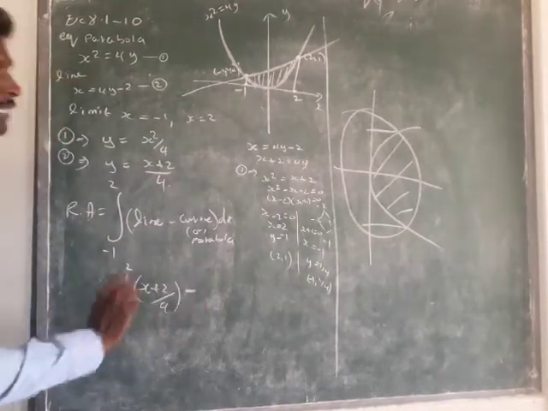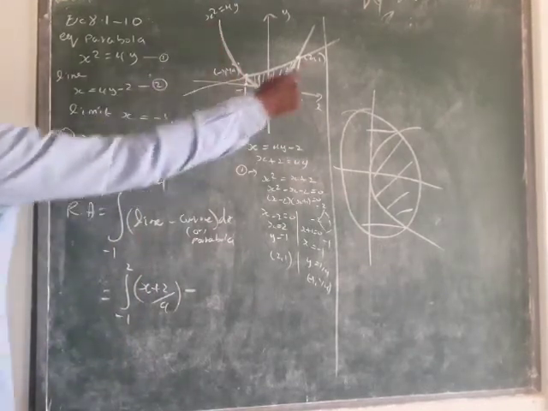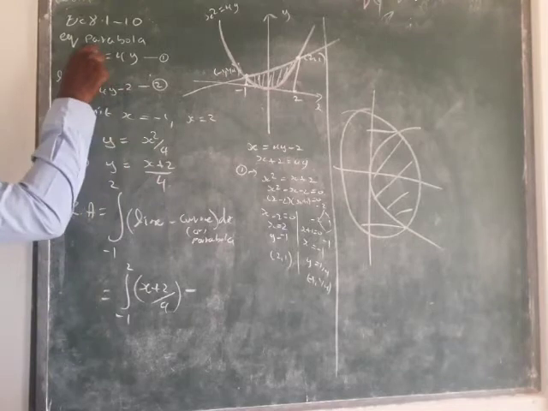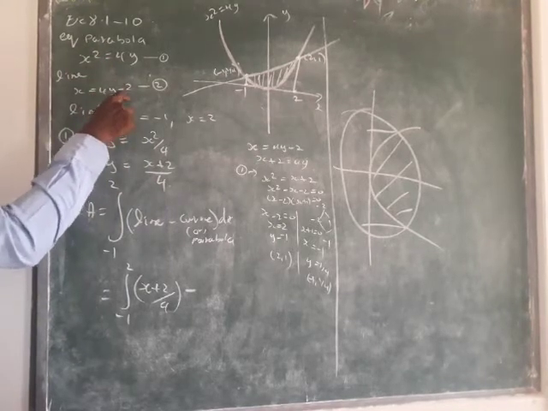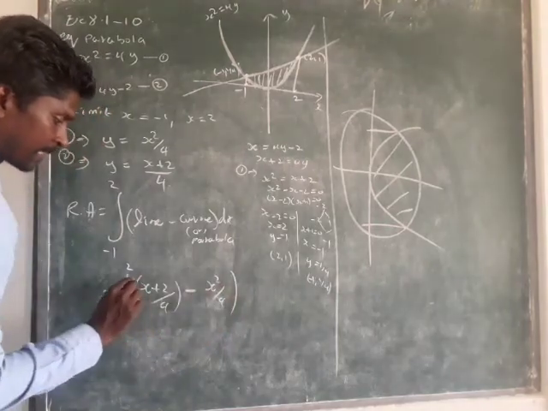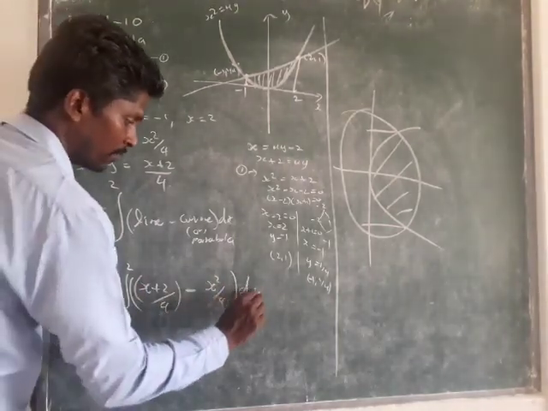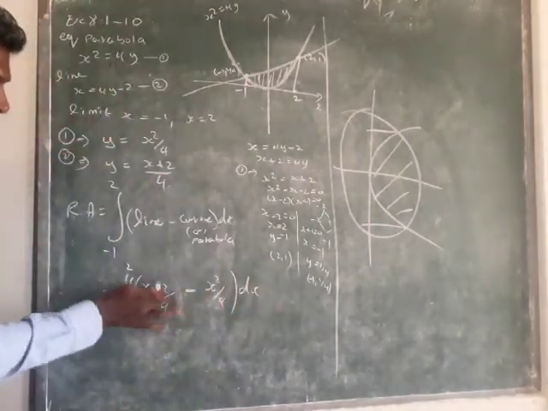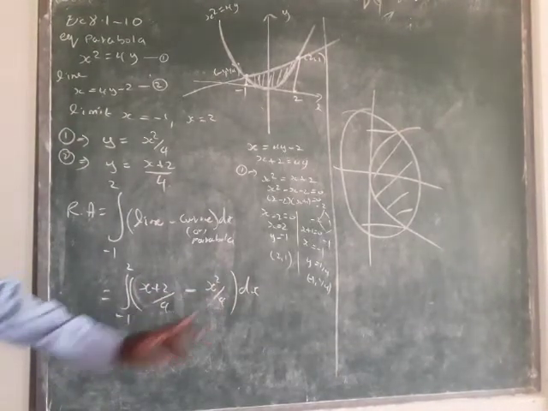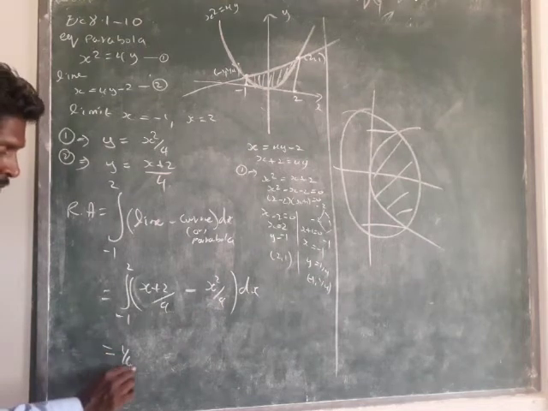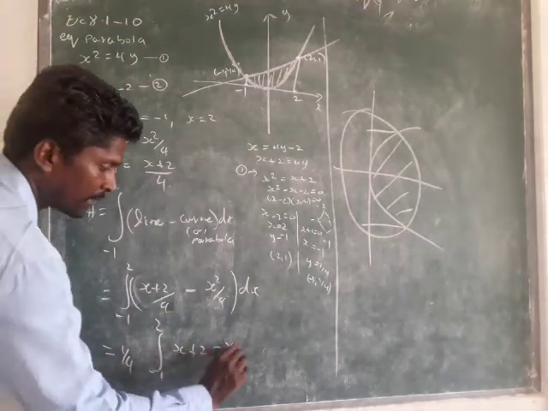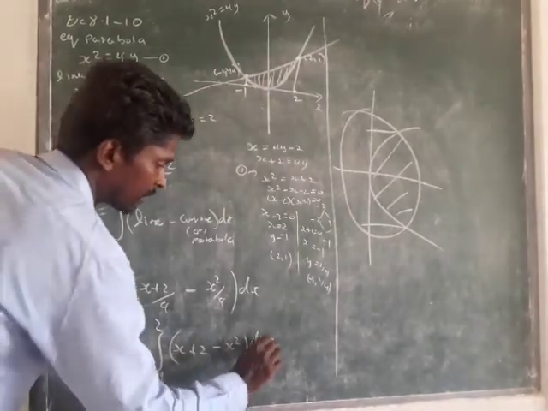Then minus below. What is below? Parabola is below. From the parabola I have y equal to x squared by 4. So equation 1 is a parabola. Equation 2 is a line. So minus x squared by 4 into dx. Okay. So above the curve minus below the curve into dx. Both have 4 in the denominator. Take 1 by 4 outside. So 1 by 4 integral from minus 1 to 2 of x plus 2 minus x squared into dx.